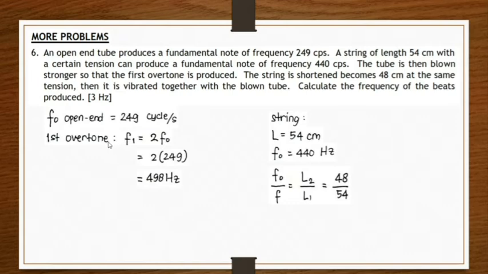So now the open-end column is blown with the frequency of 498 Hertz. And because f of the string is inversely proportional to the length, then we can find now that f is equal to 9 times 440 divided by 8. The f will be 495 Hertz. So the beats frequency produced will be 498 minus 495. It is equal to 3 Hertz.